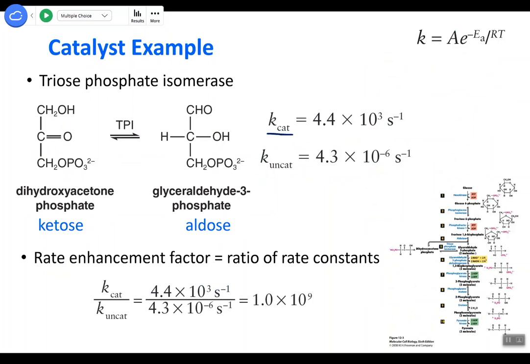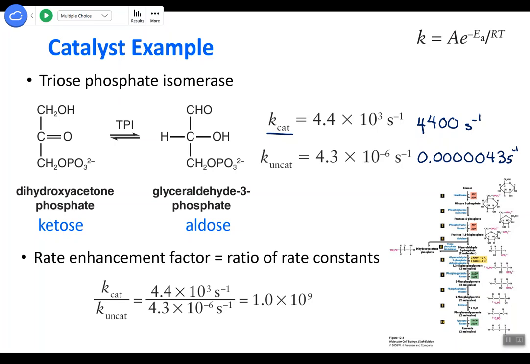The specific rate constant for this catalyzed reaction is 4 × 10⁻³. To help visualize this number, I'm going to write it out. That's the specific rate constant when this reaction is catalyzed. If it's uncatalyzed, if we don't have this TPI enzyme, the specific rate constant is 4.3 × 10⁻⁶ per second.